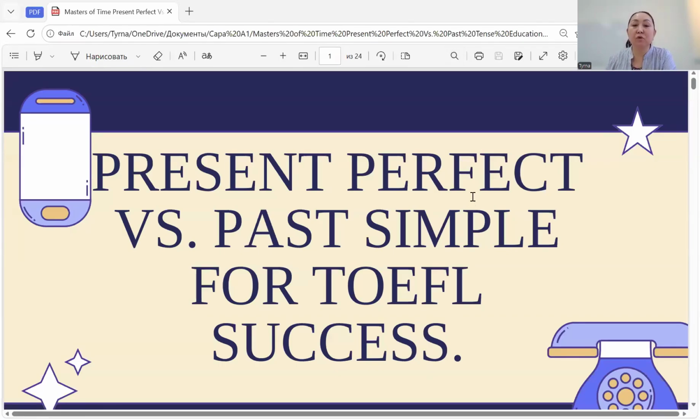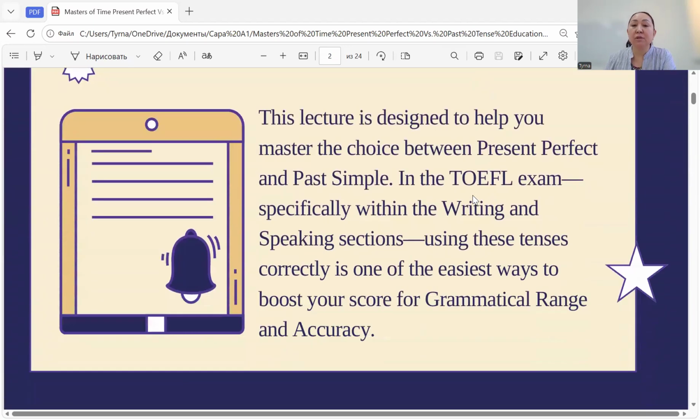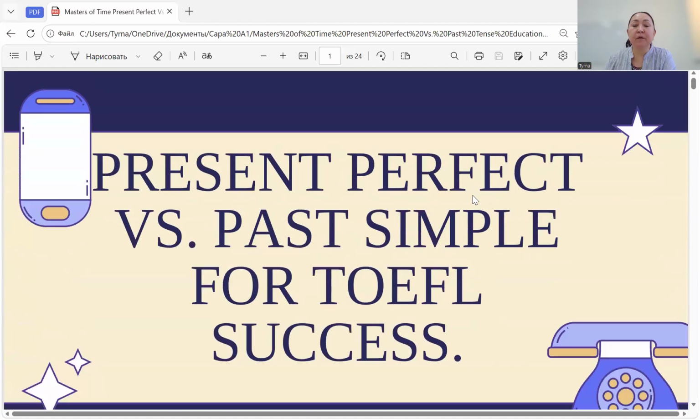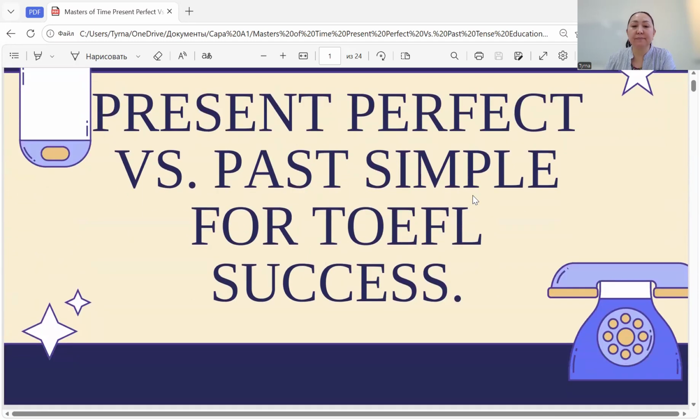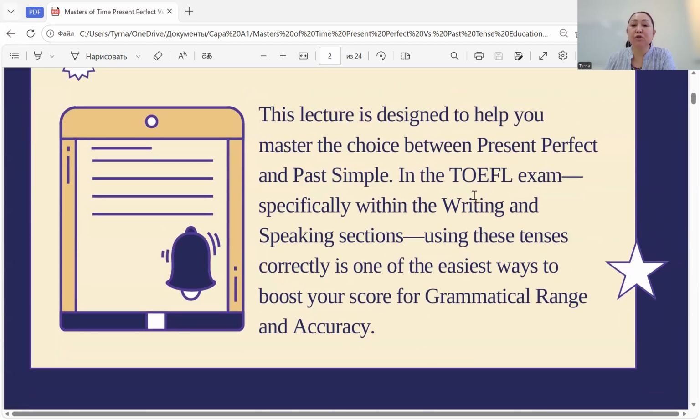Present perfect versus past simple for TOEFL success. This lecture is designed to help you master the choice between present perfect and past simple.